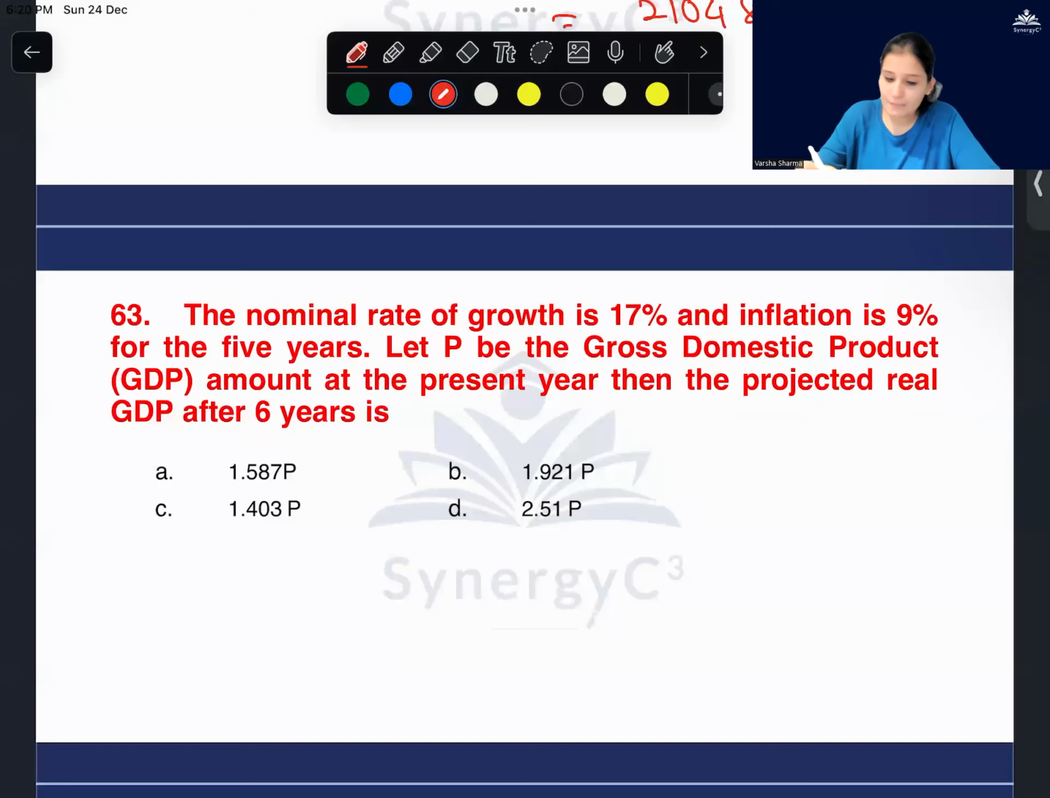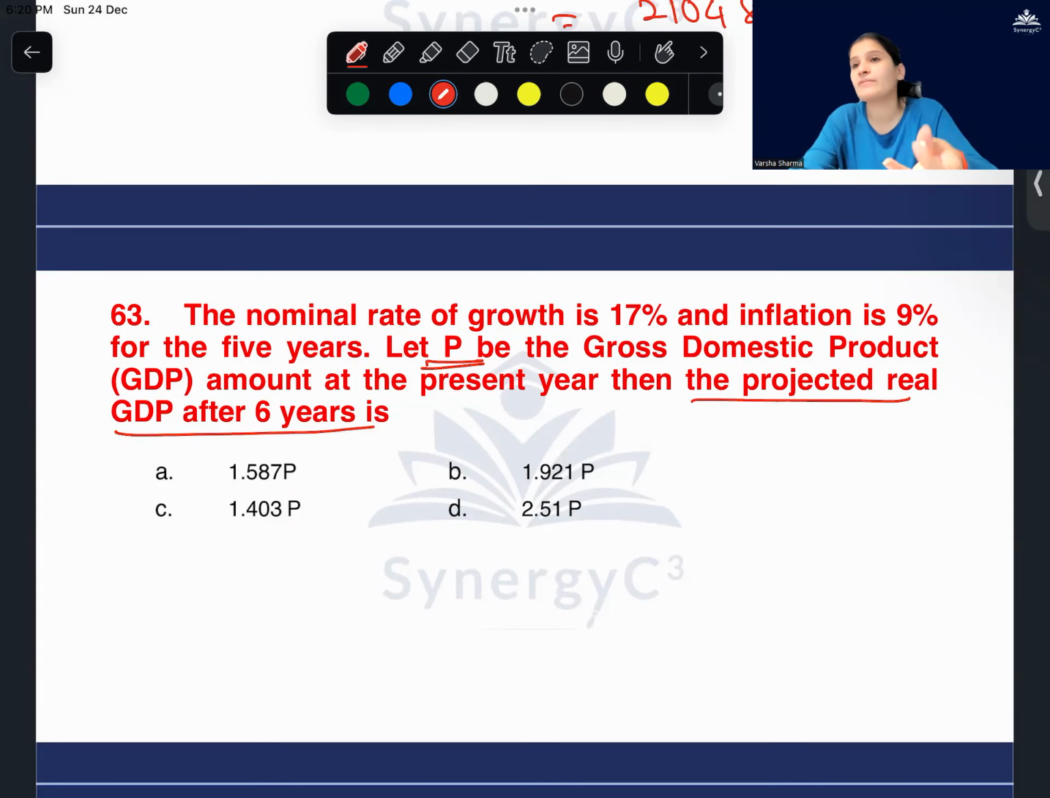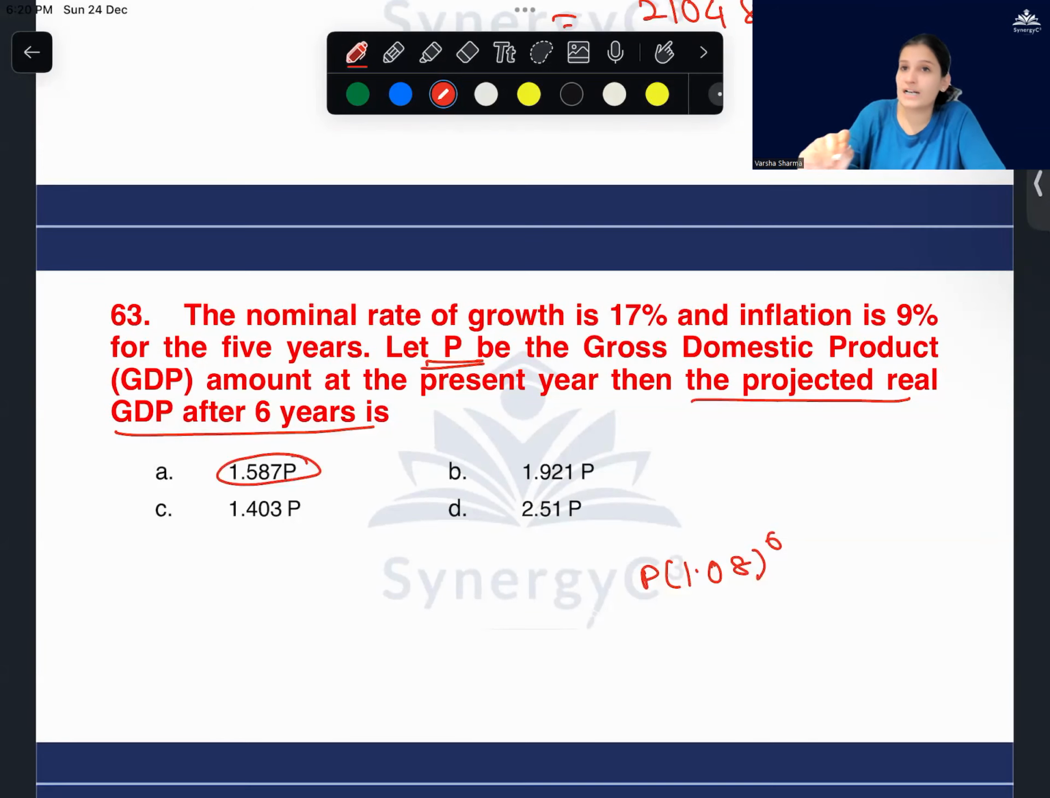8%. Now, initially, the amount was given to be P at the present year. Then what will be the projected real GDP after 6 years? So after 6 years, this P will become how much? You calculate. 8%, right? So P into 1.08 to the power 6. Normal future value question. You're just getting fooled by so many heavy words. Understood the question? Everyone understood the question? I'll need a yes or no. Clear?